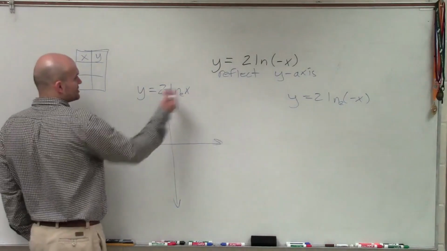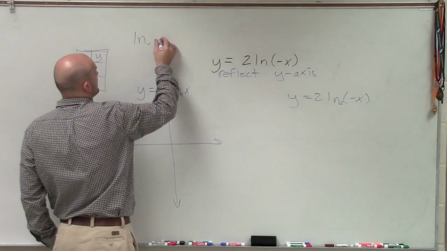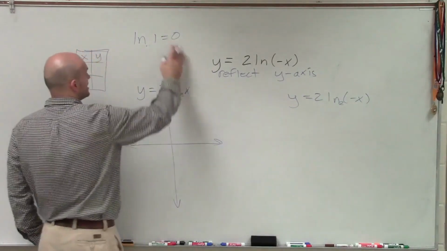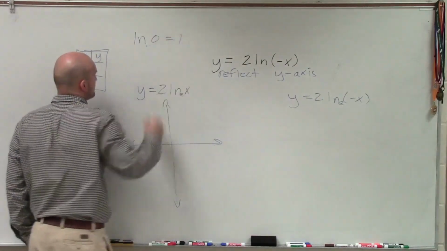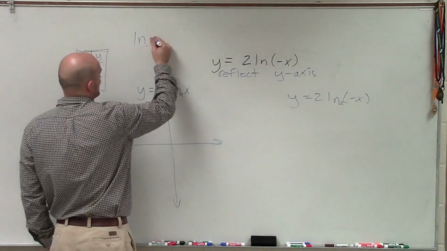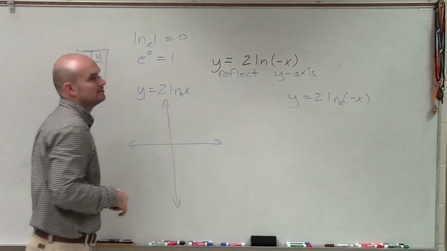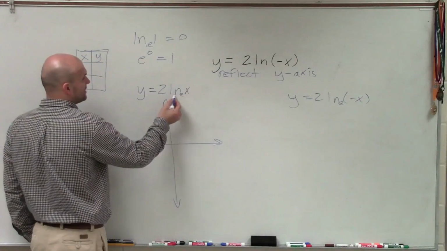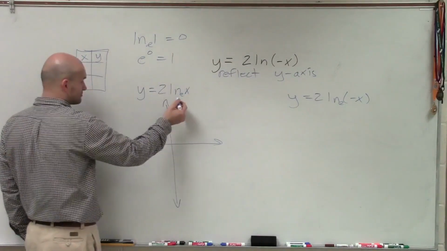So one thing I could do is pick my value of 1, and if I have ln of 1, we know that ln of 1 equals 0, because here we have e raised to the 0 equals 1, right? OK. So if I put a 1 in for x, we know ln, e raised to what power gives you 1? Well, that's going to be 0.